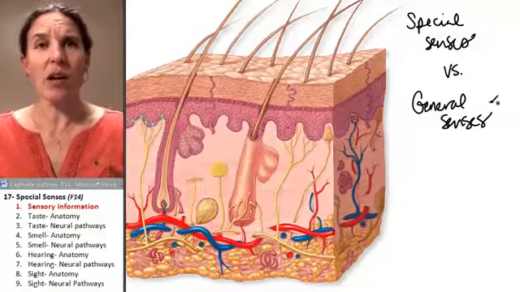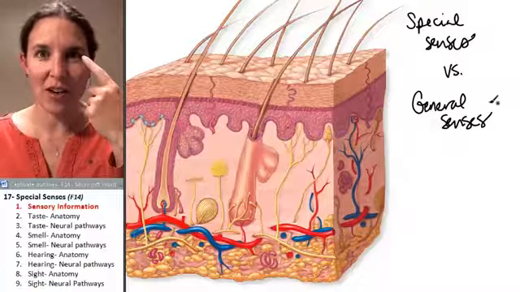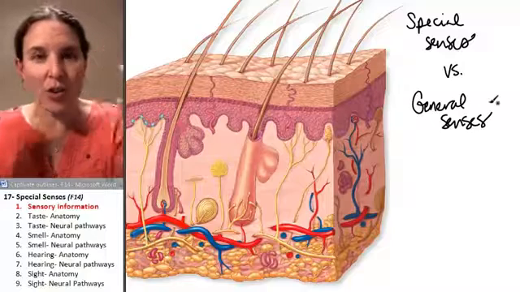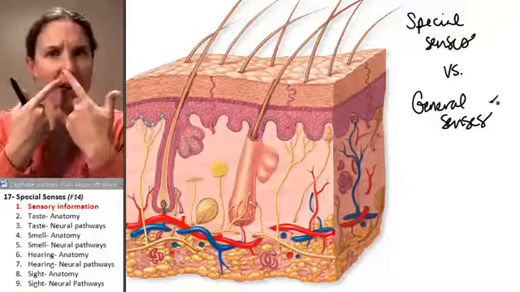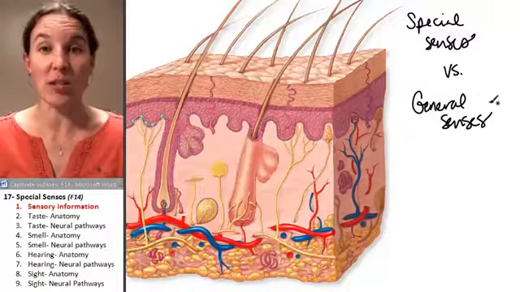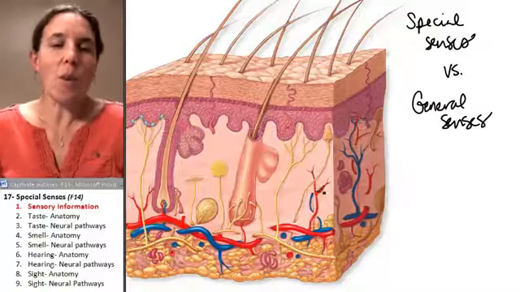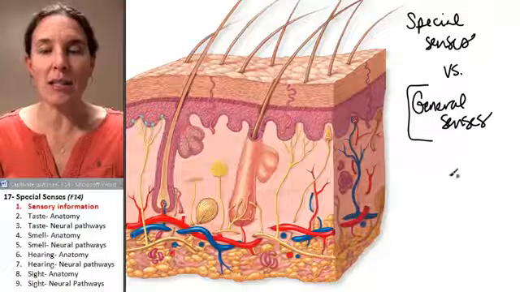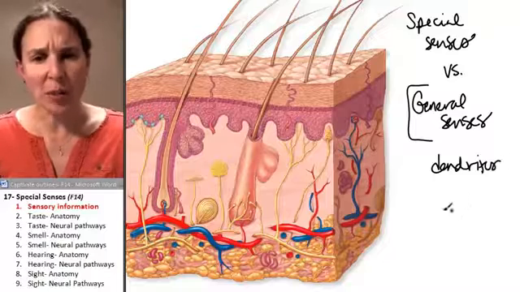However, you cannot detect light anywhere except for your eyes. That's a special sensory organ. It's an entire structure. We'll learn the anatomy of the eye, the ear, the tongue, and the nose. These are the special senses that we're going to look at. As opposed to general senses, which are most of the time essentially the dendrites of a neuron. Dendrites. And often they're specialized.